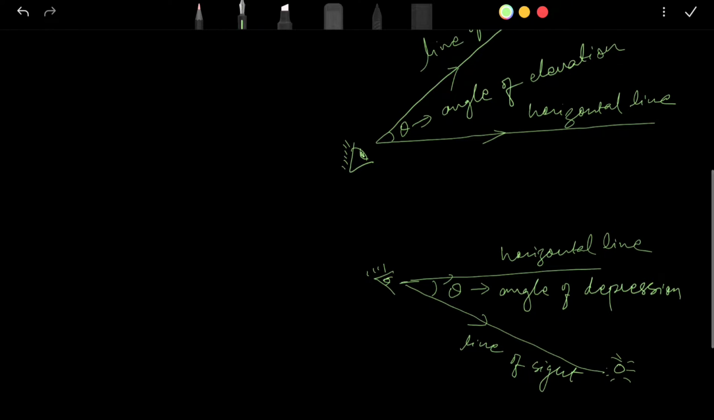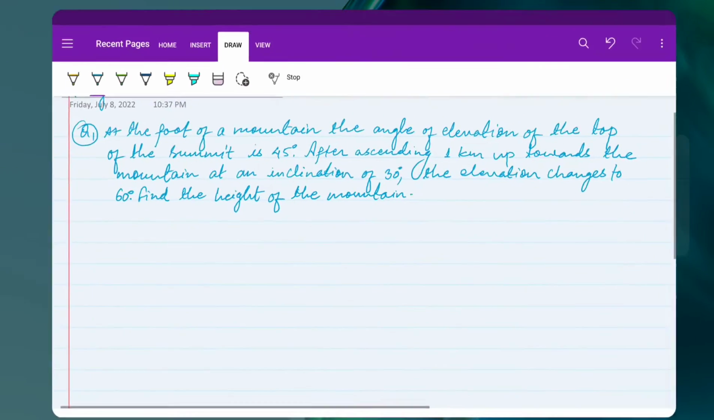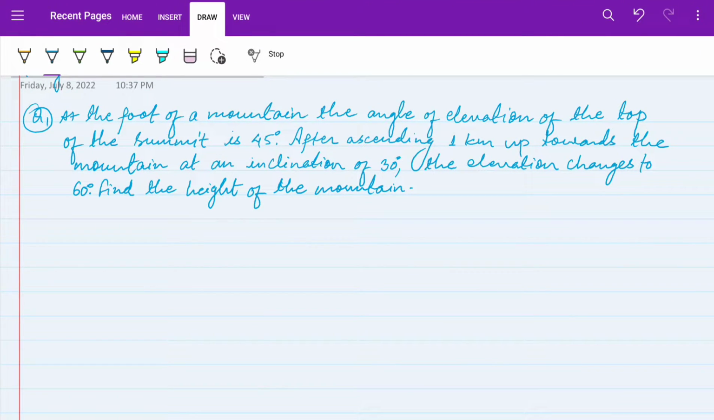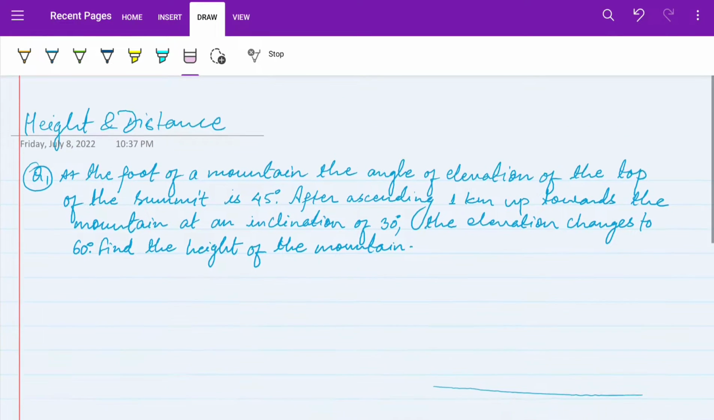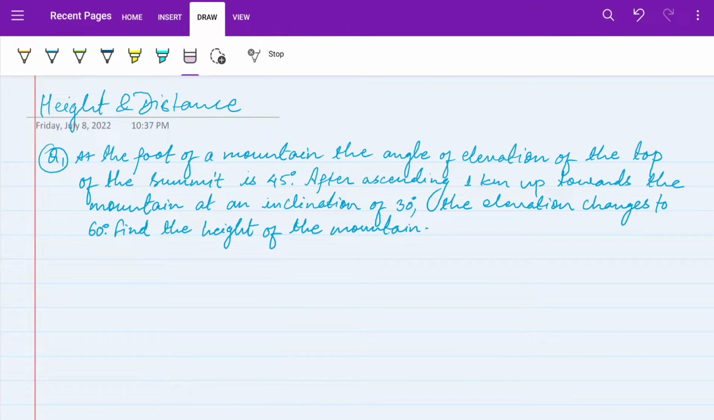So now let's go towards the problem. At the foot of a mountain, we'll consider there is a mountain which is erect at 90 degrees with the surface of the earth. So let's draw a straight line, the horizontal line. This is the horizontal line, or the surface of earth. The mountain is standing here.